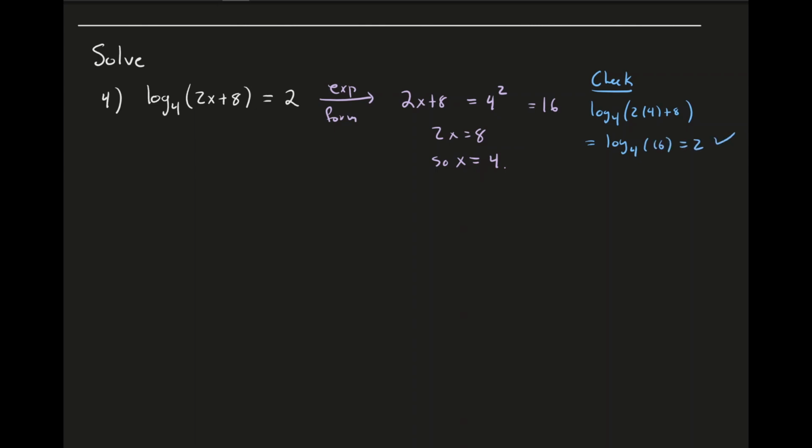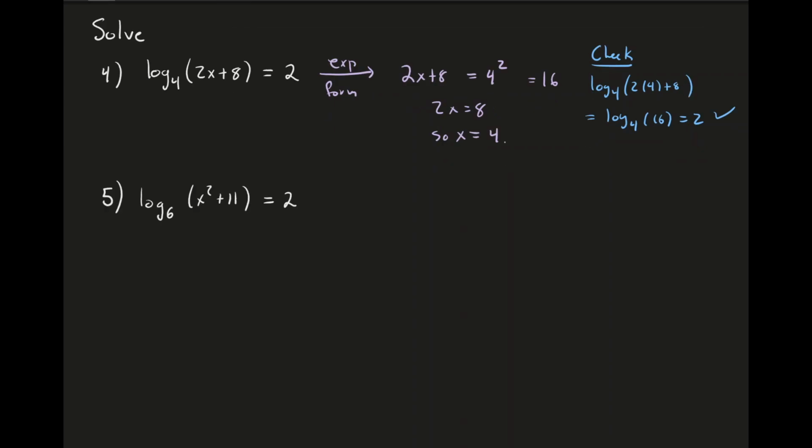But the second you start using properties of logarithms, you're going to potentially run into issues with your solutions. You may get extras. So for our next one, we have log base 6 of x squared plus 11 is equal to 2. Immediately able to convert that into exponential form. So we get x squared plus 11 is equal to 6 squared, which is equal to 36. Then x squared is equal to 25, which I do want to point out, we get that there are two solutions.